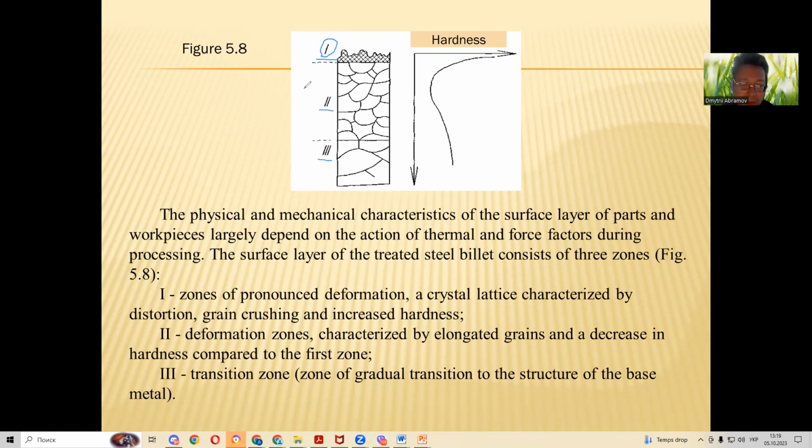Second zone, deformation zone, characterized by elongated grains and a decrease in hardness compared to the first zone. And third zone, transition zone, zone of gradual transition to the structure of the base metal.